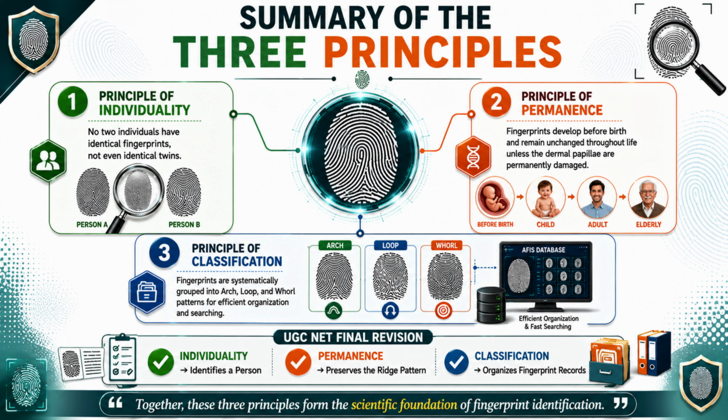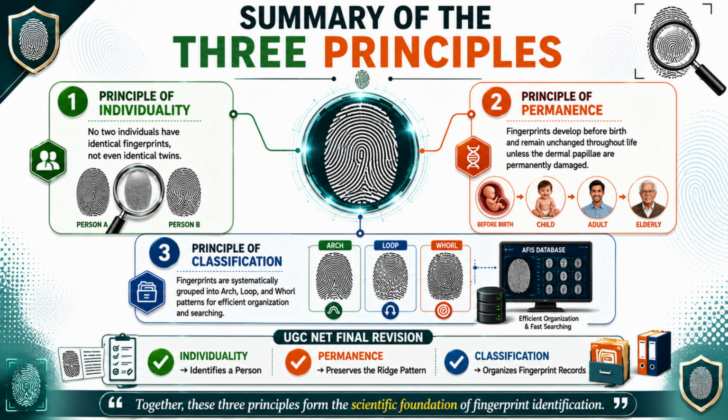Suppose investigators recover a latent fingerprint from a burglary scene. The print is first examined carefully. The examiner notices that the ridges enter from one side, curve around, and leave from the other side. This indicates that the fingerprint belongs to the loop category. Immediately, all fingerprints classified as arches and whorls can be excluded from the initial search.